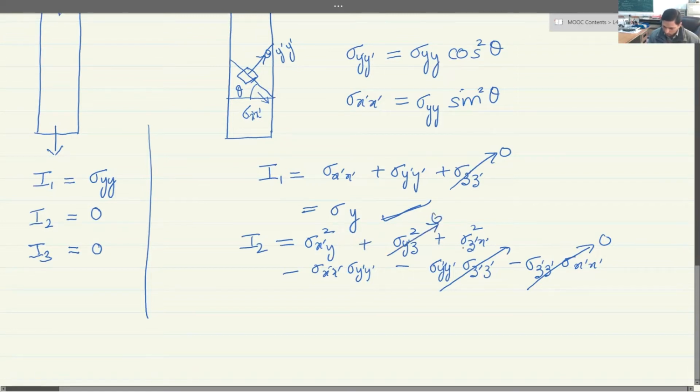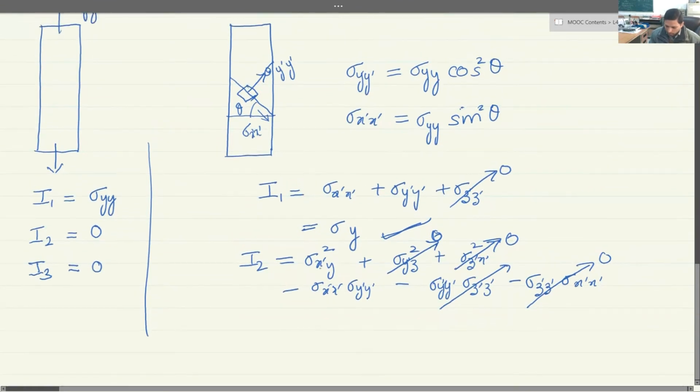This term is 0, and this term is 0. So we have not defined the x prime y prime. Let me write it down. This is something I missed earlier. So sigma x prime y prime is equal to sigma y cos theta sin theta. Again, this is something that we had done earlier. You can go back and look at the notes.